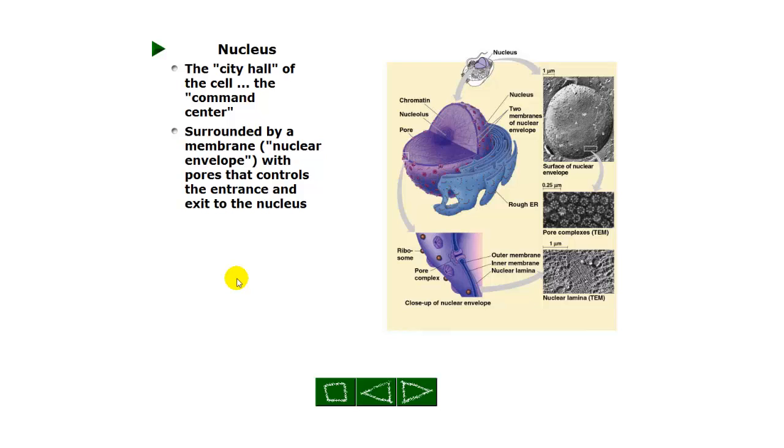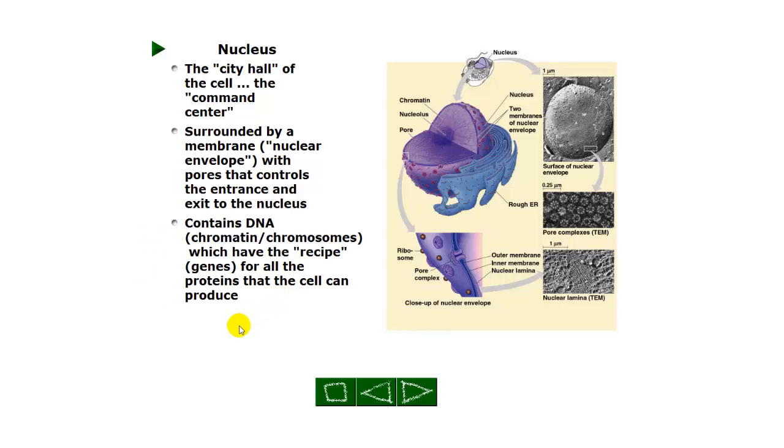The envelope has pores, and again, those pores control what enters and leaves the nucleus, and things do leave the nucleus. Nucleus contains deoxyribonucleic acid, DNA, which, depending on where a cell is in its cell cycle, you may see under the microscope as this disorganized kind of chromatin stuff, or you may, during cell division, see them as the chromosomes. Those chromosomes contain genes. The genes are the recipes for every single protein that your body uses.